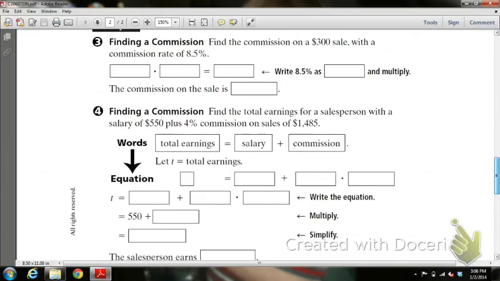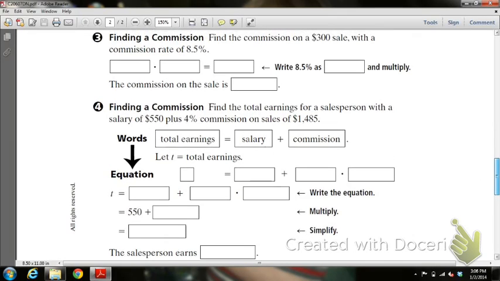Now, in examples 3 and 4, we're going to talk about that commission that we mentioned in the beginning. Find the commission on a $300 sale with a commission rate of 8.5%. They gave us the percent of commission. So we mentioned how to do this in the beginning. You're going to do the percent. 8.5 becomes 0.085, and we multiply it by the total price, 300.